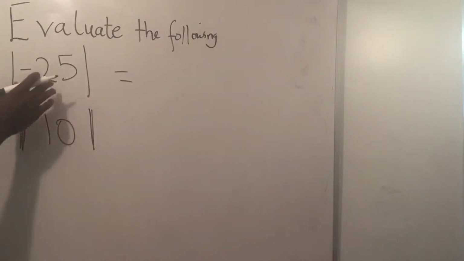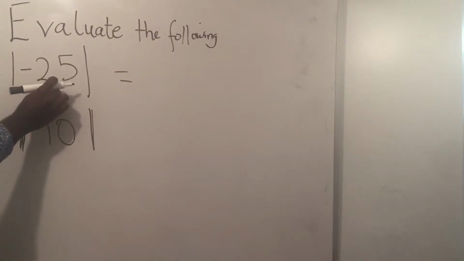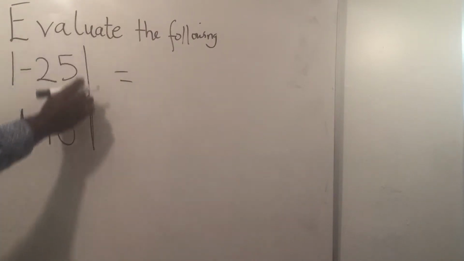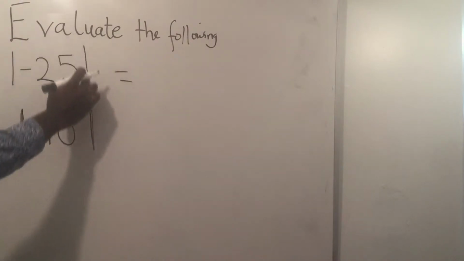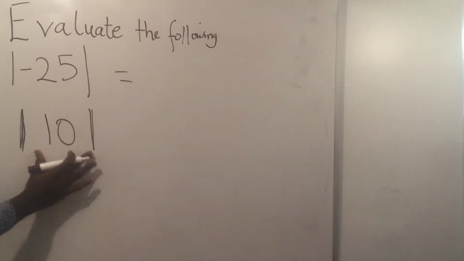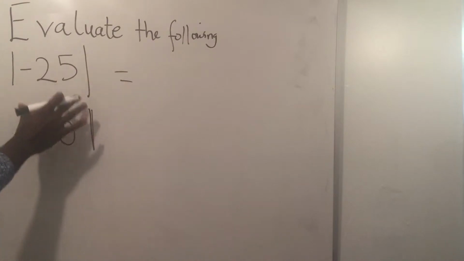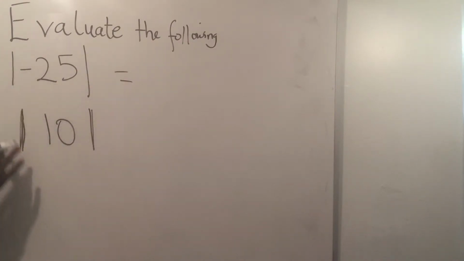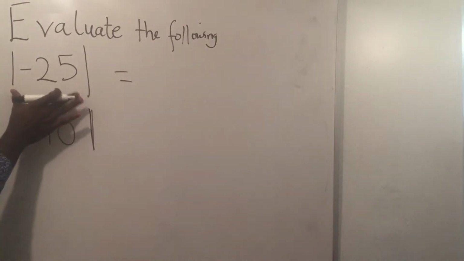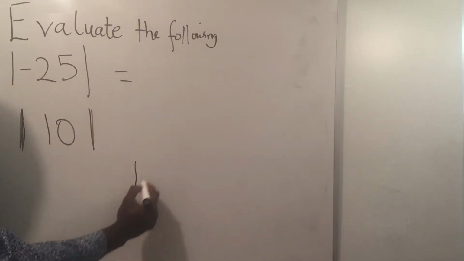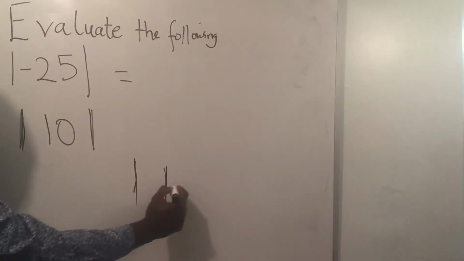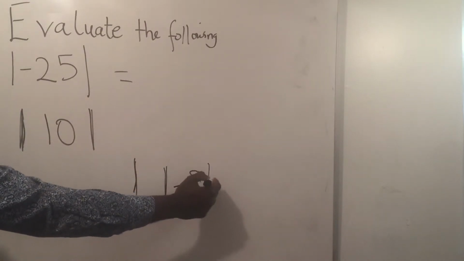Whenever you see a number and there's two bars, one line on the left, one line on the right, like this, also you see a number and two bars, like a line and a line, we call that absolute value. So remember, we call that what? Absolute value.